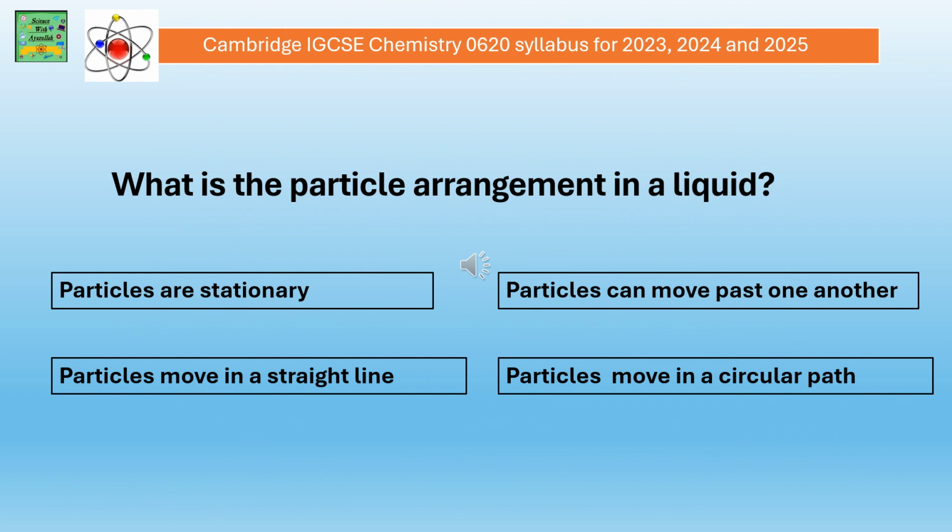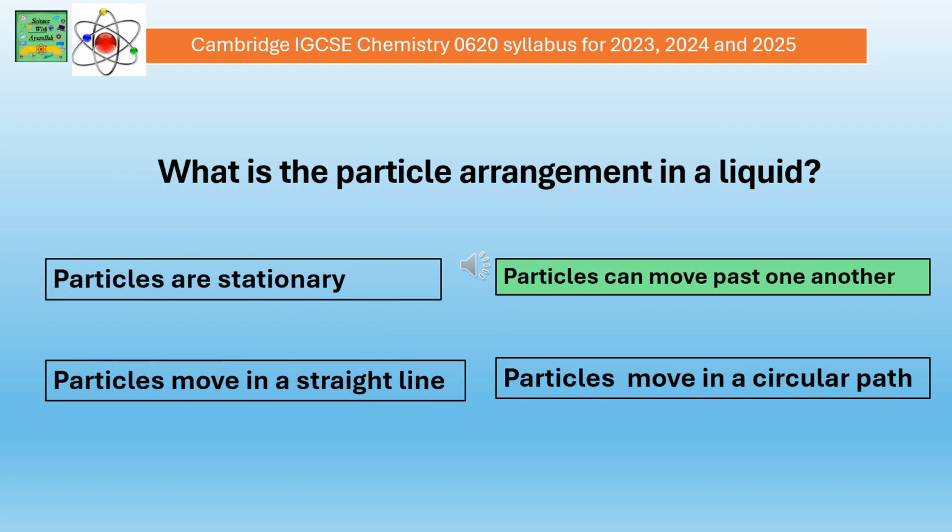What is the particle arrangement in a liquid? Particles are stationary, particles can move past one another, particles move in a straight line, or particles move in a circular path. So, particles in liquids can move past one another.